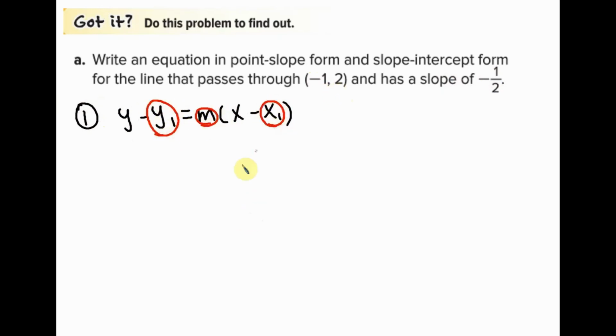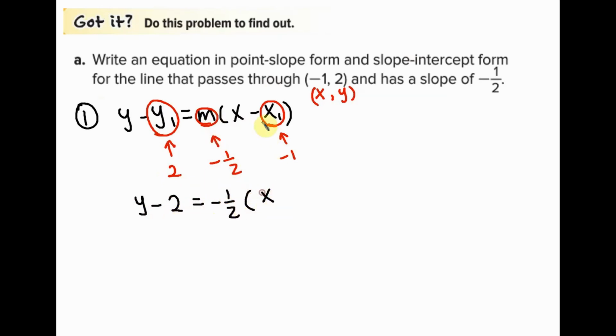When you're given a point, it's telling you that the first one is your x and the second one is your y. If I plug in each number, the y1 in this case will be the number 2. The x1 will become your -1. This number, -1/2, is your slope, so in this case, m is -1/2. You're going to replace it. So y minus 2 is equal to -1/2 times x minus -1, which will become plus 1. And this is the first part of your answer.